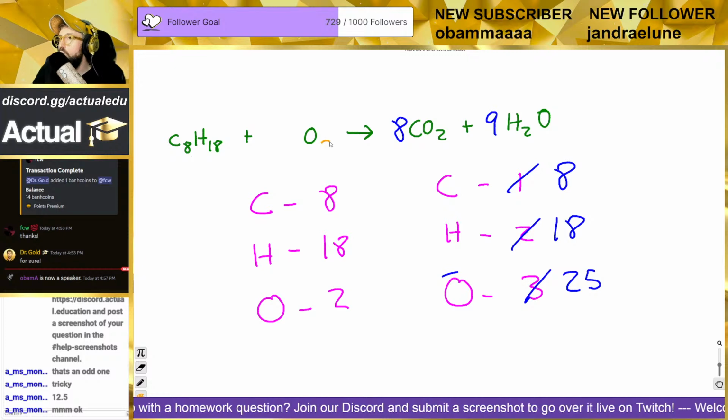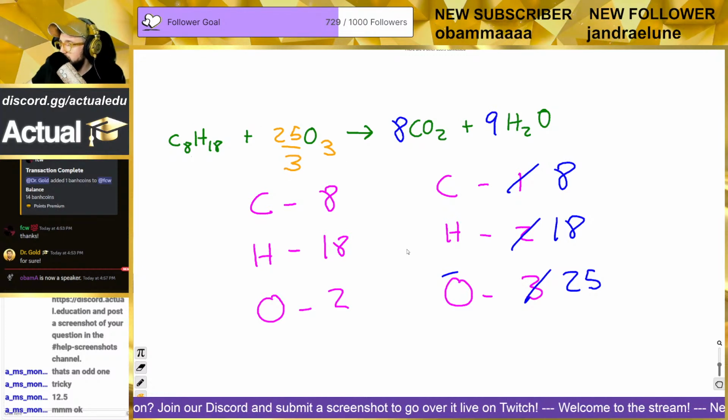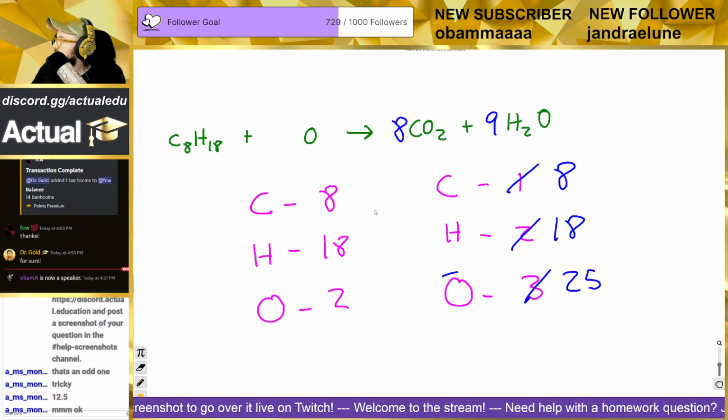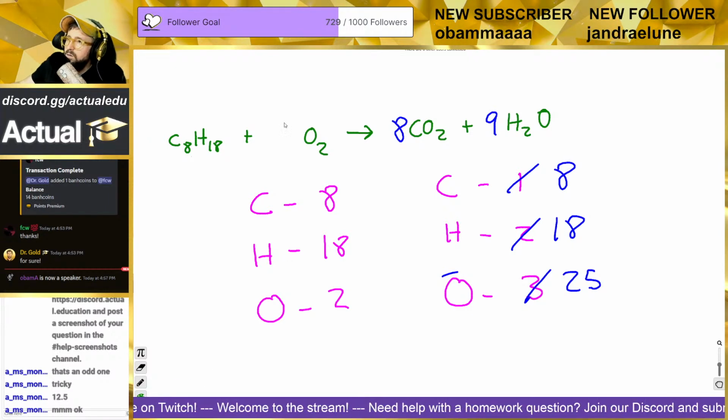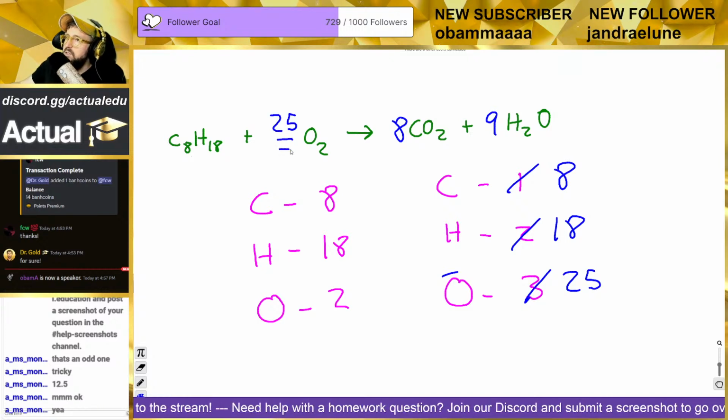this was O3. Then you need this to be 25 over 3, in order for these to cancel. Does that make sense? Okay, so we're going to say 25 over 2. So technically, this is balanced.